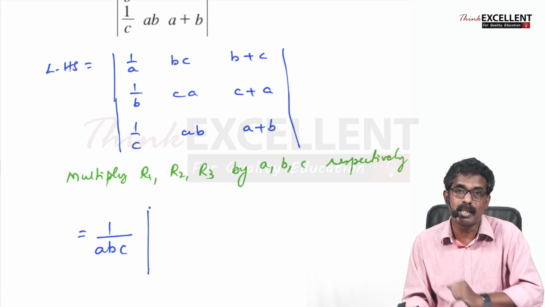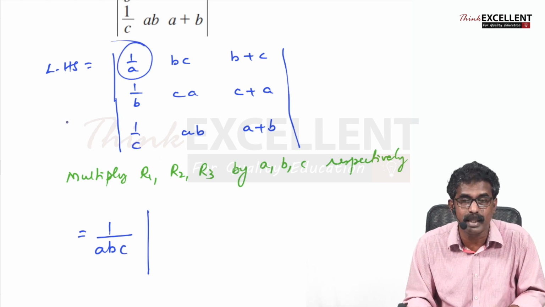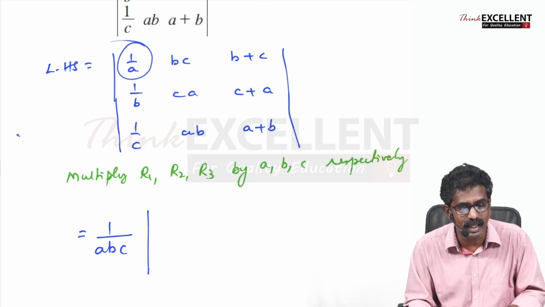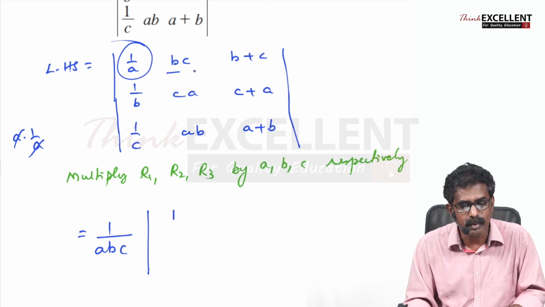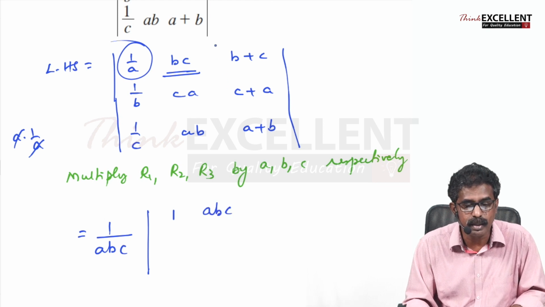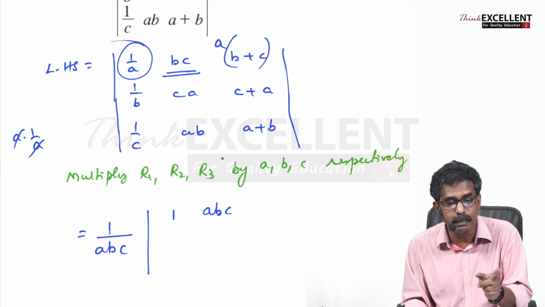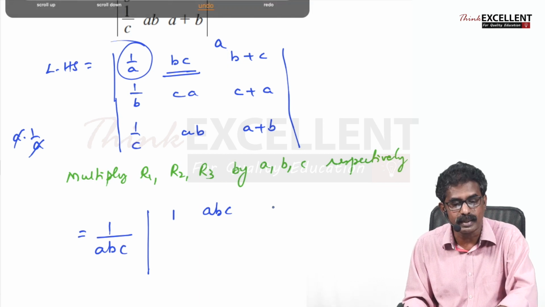Now first row you multiply by A. See, every time you multiply by A. When you multiply first term by A into 1 by A, A cancel, right? So what you get? You get 1. Then next you multiply by A, you will get ABC. Next one you multiply by A, see what you get. Multiply term by term, AB plus AC, right? AB plus AC.